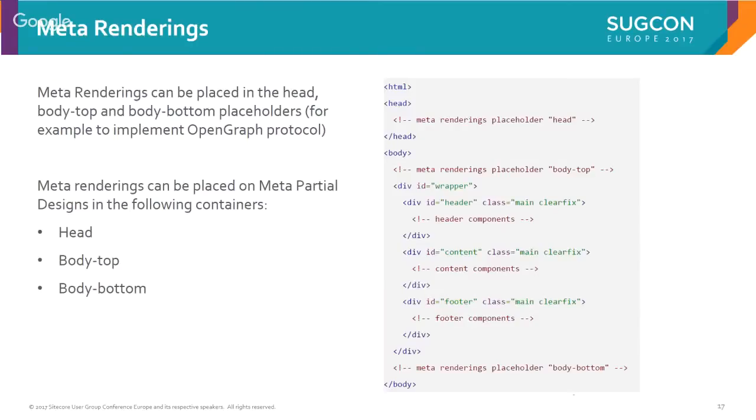Then we have a thing called meta renderings, which are things you can't see, basically. So if you would like to implement things like the Open Graph protocol, you can do that. There are several placeholders where you can place them. You could do it in the head. You could do it in the footer bottom placeholder. Just to give you the ability to implement your custom HTML, basically. Yeah.